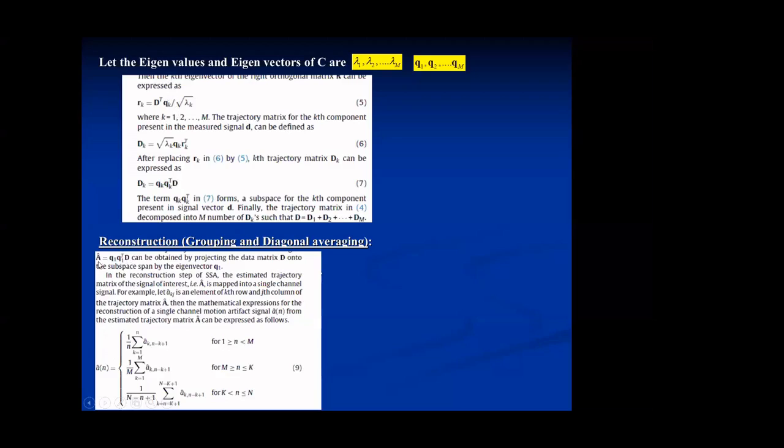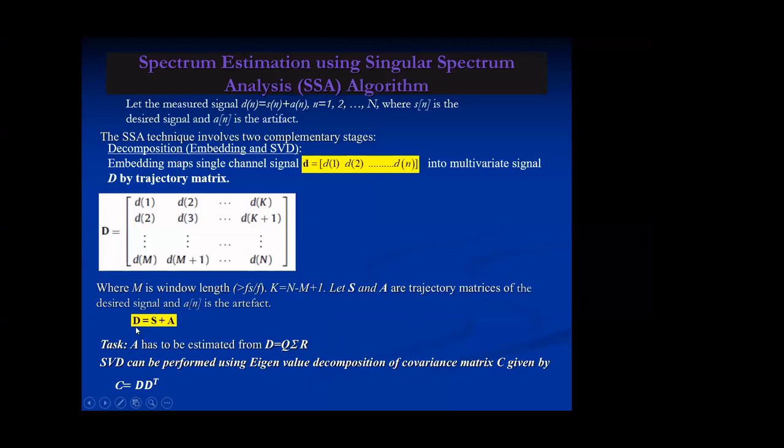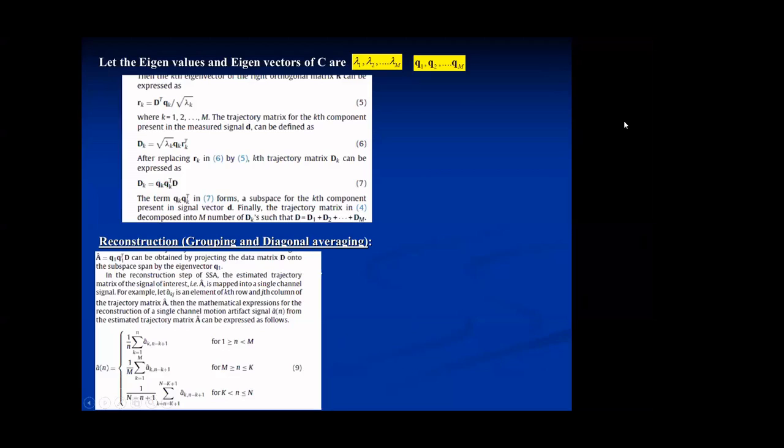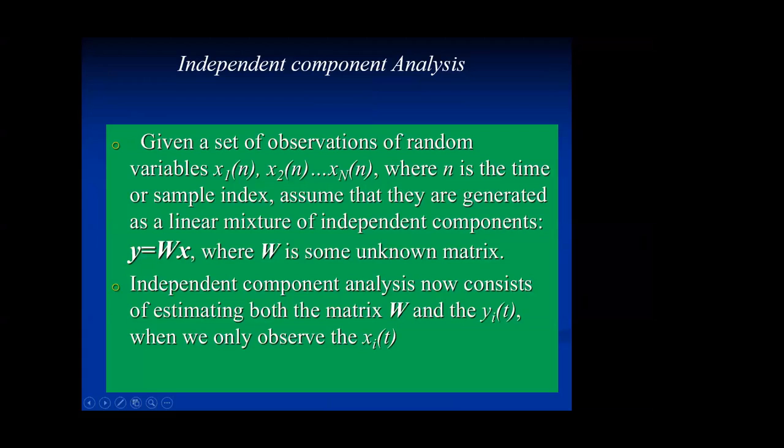So if I follow this step-by-step procedure, I can estimate this A cap, which is equal to Qi transpose into D. D we know, and Qa we have computed using these formulas. Once I know this A, I simply subtract it from this D, and I get the desired signal. This is how they suppress the undesired signal in singular spectrum analysis.